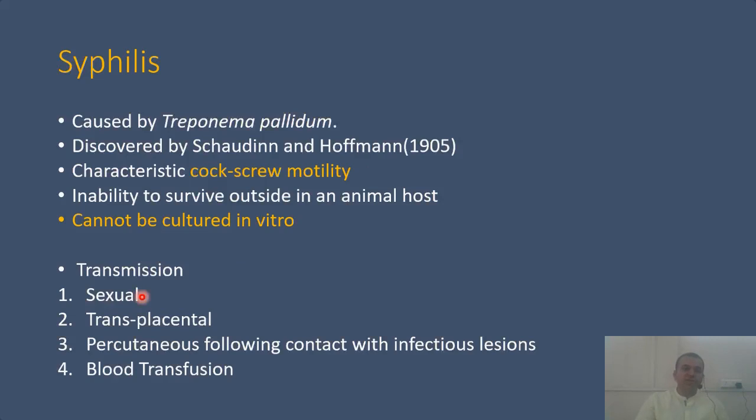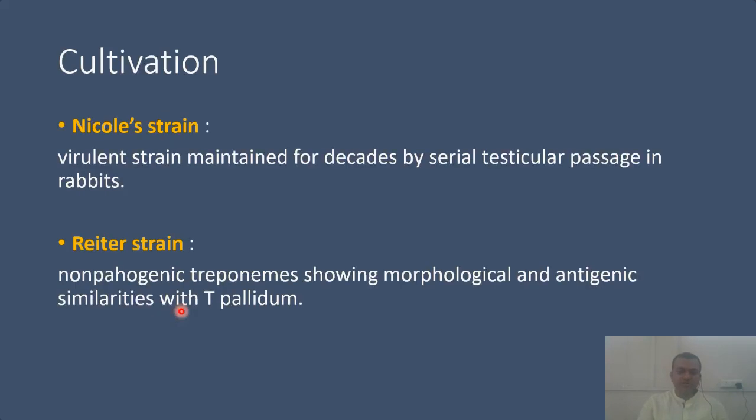Syphilis is a sexually transmitted disease. The highest chance of transmission is by sexual contact. Second, transplacental, from the infected mother to the fetus. Third, percutaneous, that is contact with infectious lesions. And fourth is blood transfusion. Therefore, whenever blood is donated, before giving it to needy patients, the donated blood is screened for syphilis, and only then is it given. That is the way of transmission of syphilis.